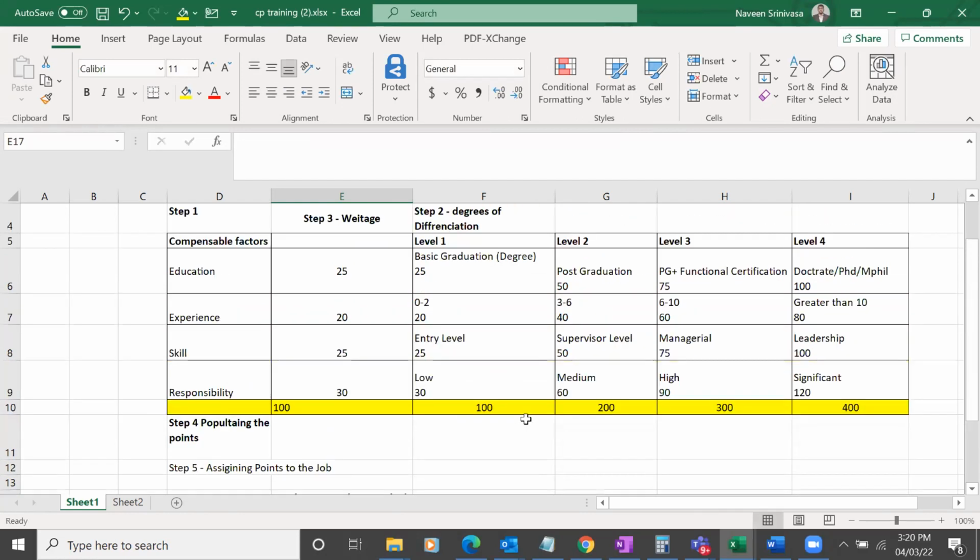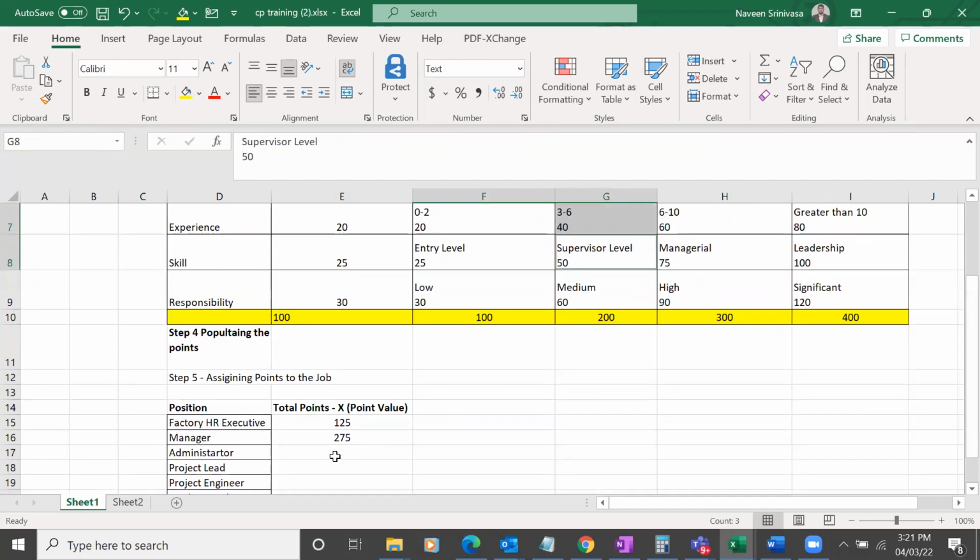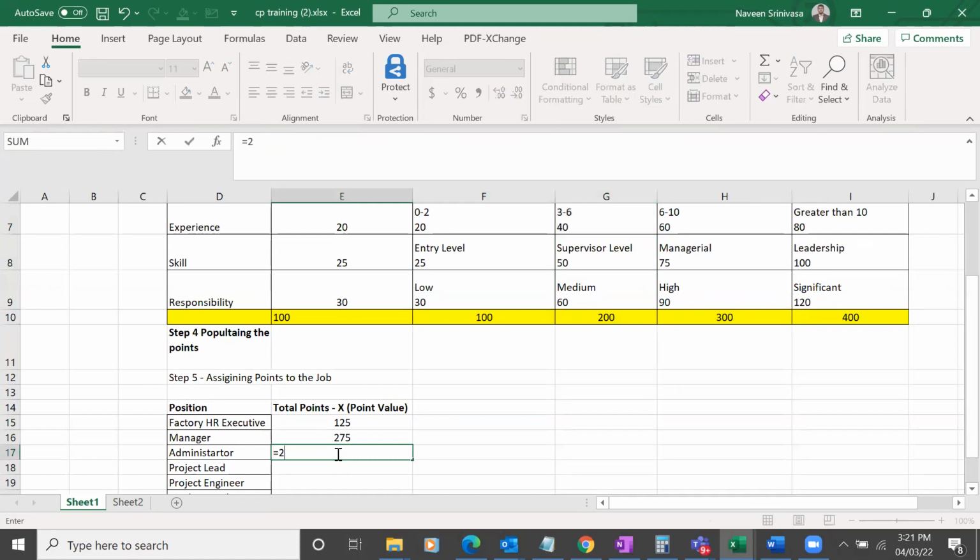Administrator. I'm very happy Naveen took the lead. Administrator basically is a supervisory type of level. Then we can go for basic graduation, 25. Then 40, 50, 60. Anyone can correct me if I am wrong. Forty, 50, 60.